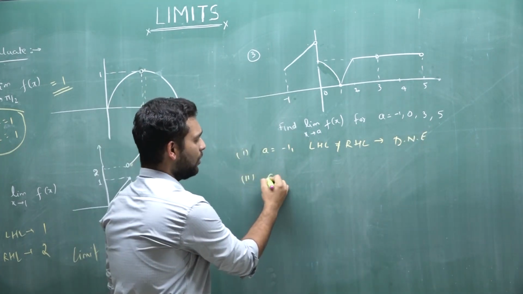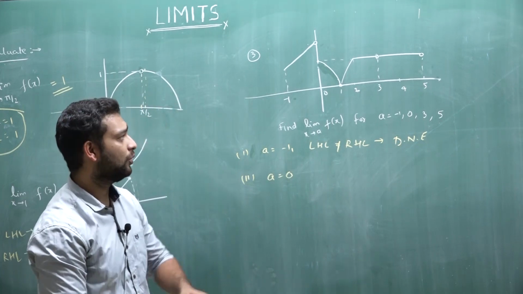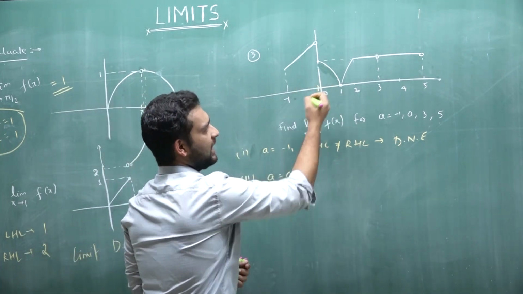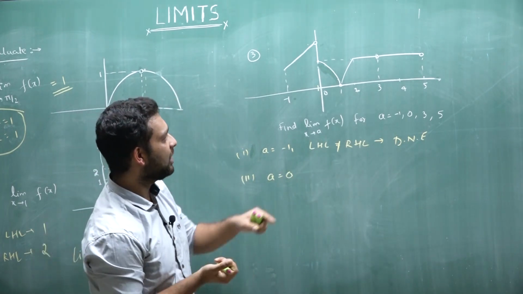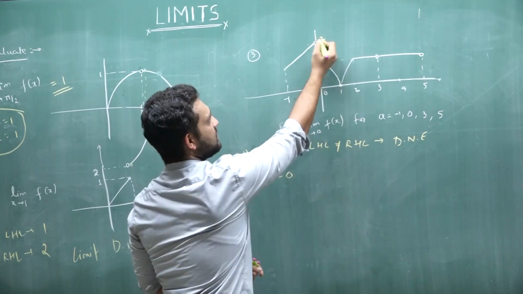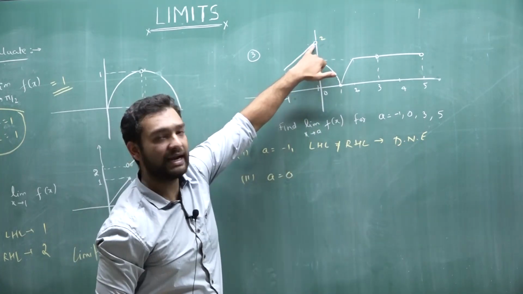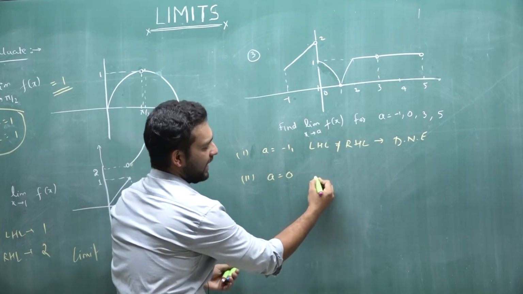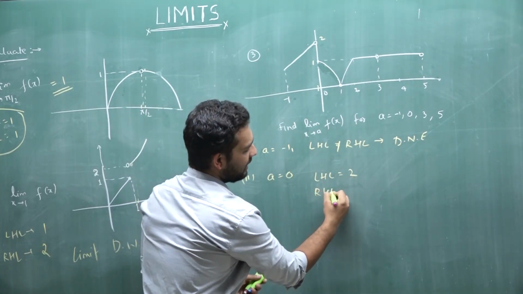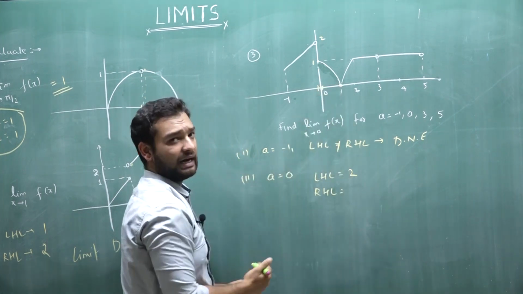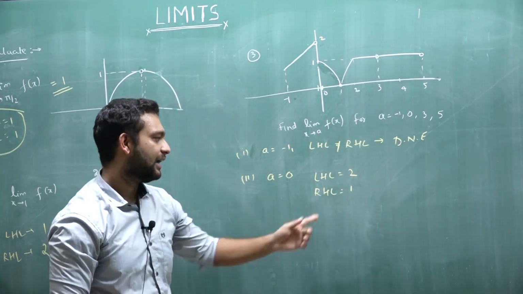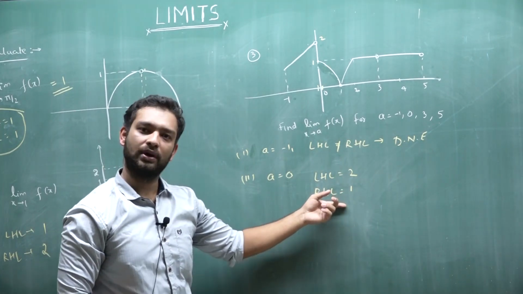Next, for a equal to 0. If you look at the left hand limit for a equal to 0, the value as x approaches 0 from the left will be tending to, let's say this is 1 and this is 2, so this value will be tending to 2. So at a equal to 0, the left hand limit is coming out as 2. Let's talk about the right hand limit. The right hand limit at x equal to 0 will be 1. Again, left hand limit is not equal to right hand limit.